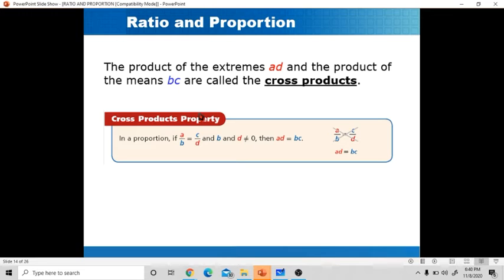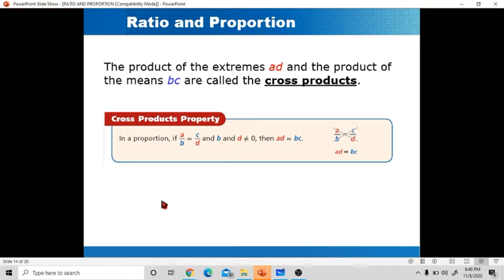The product of the extremes AD and the product of the means BC are called cross products. Meron tayong tinatawag na cross products property. In a proportion, if A all over B is equal to C all over D, and D is not equal to 0, then the product of A and D is equal to the product of B and C. Okay? Yung product ng dalawang means is equal to the product of the extremes. Kaya ang tawag dyan is cross product property.